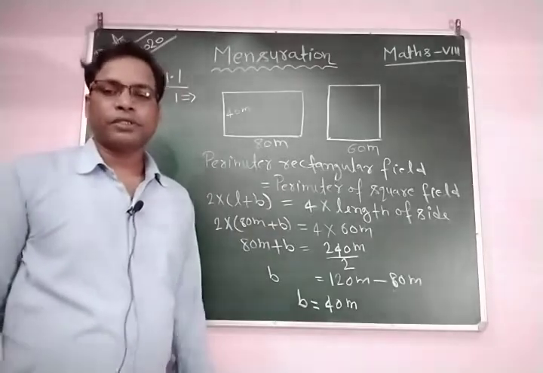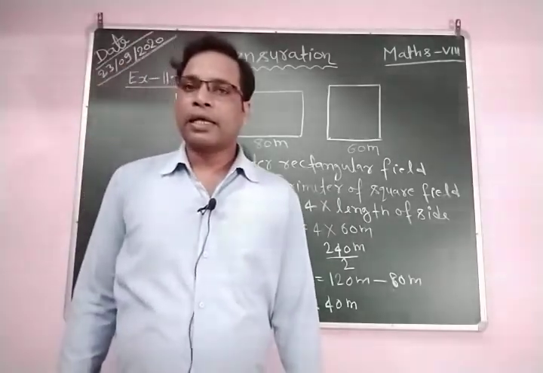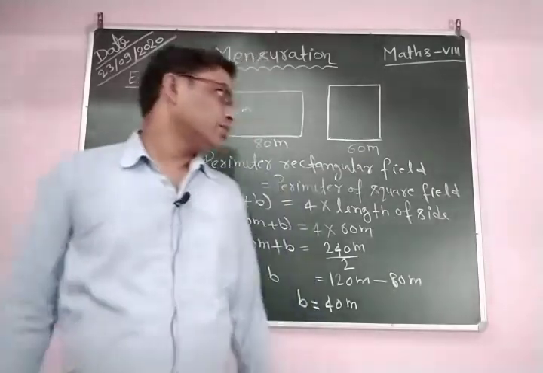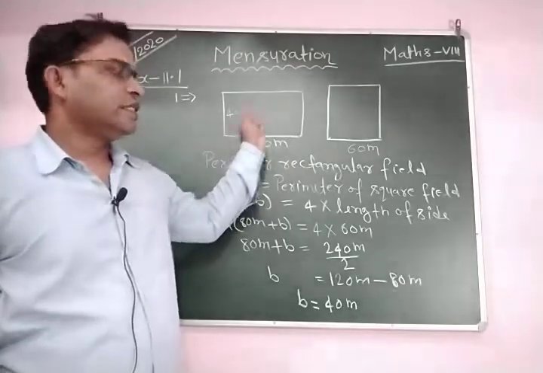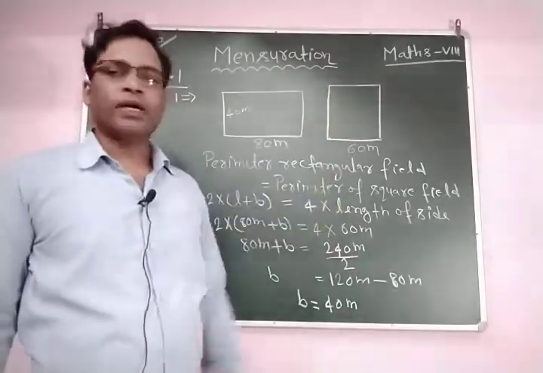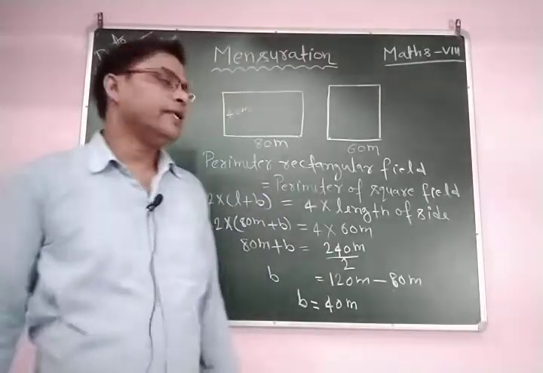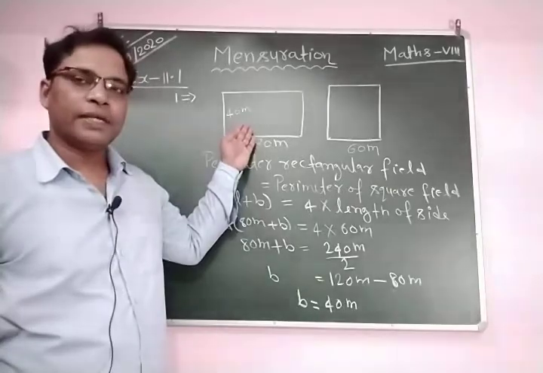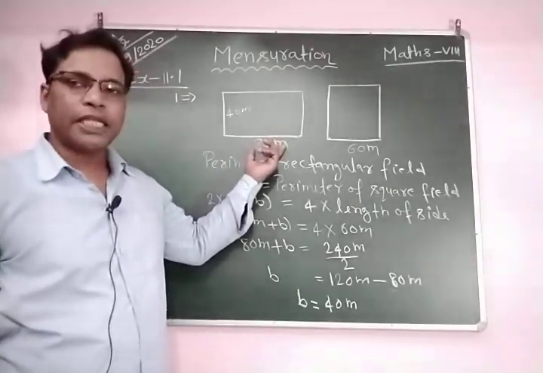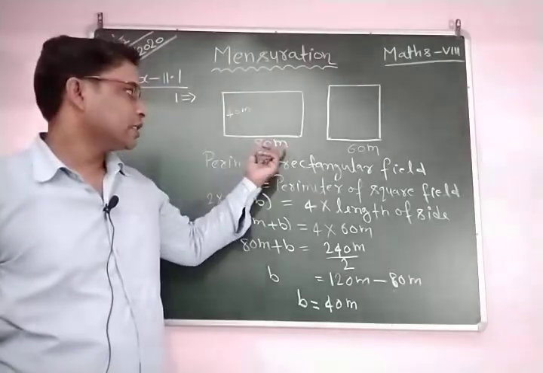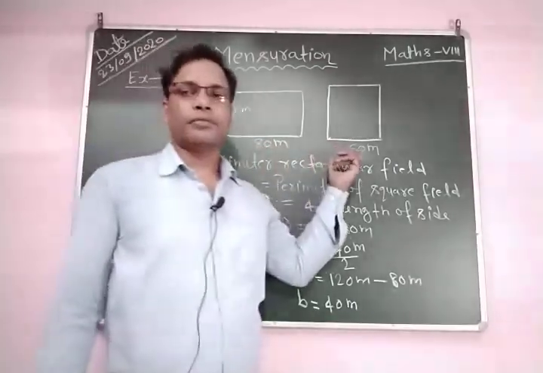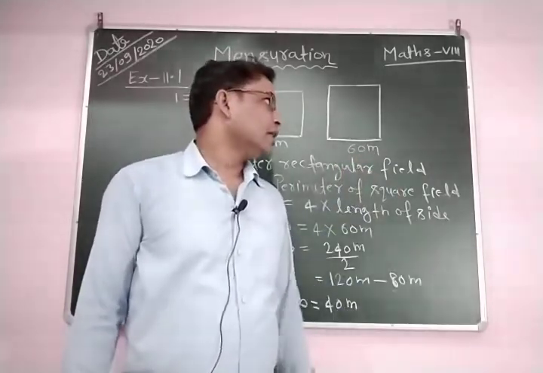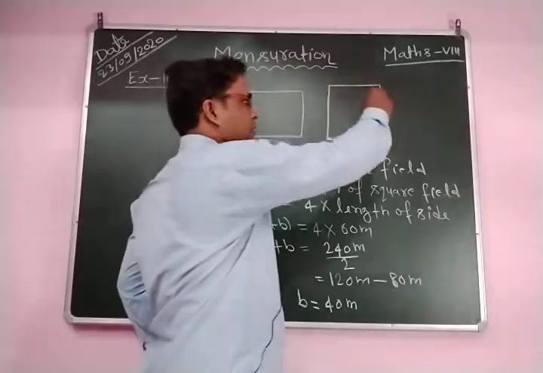Now the question asks which field has the greater or larger area. This is a rectangular field and this is a square field. The area of a square is side into side, and the area of a rectangle is length into breadth. The length is 80 meters and we found the breadth is 40 meters, and this 60 meters is the side of the square field. Clear? So what is the area of the square?